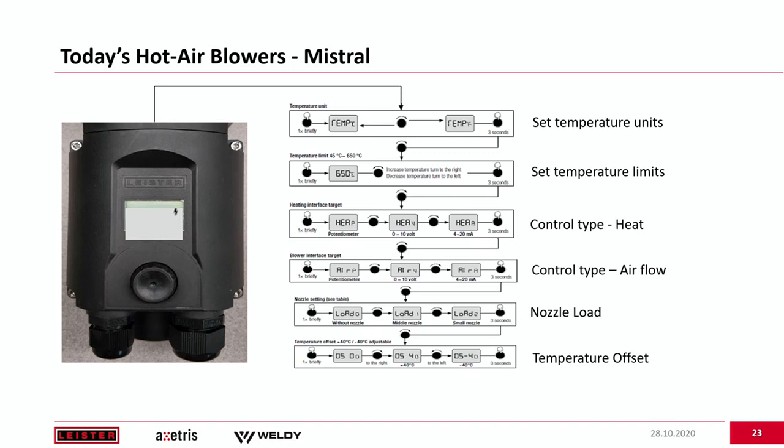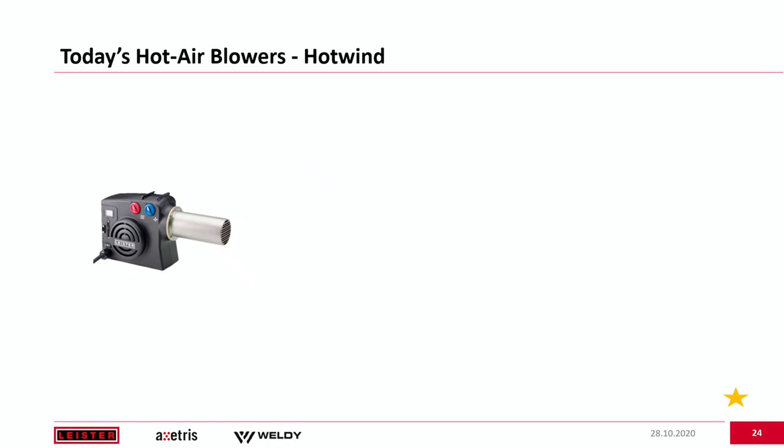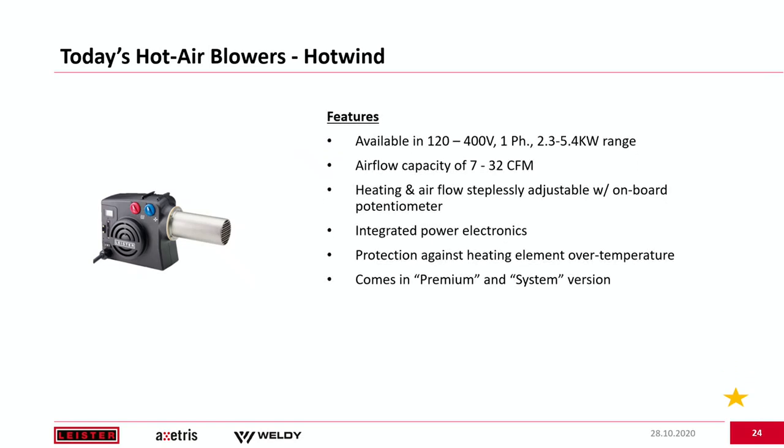So now let's talk a little bit about the Hot Wind. With the Hot Wind, it's got some very similar features to the Mistral. One thing to note is that it's available in 120 volt to 400 volt single phase, 2.3 to 5.4 kilowatt range with an airflow capacity of 7 to 32 CFM. Like the Mistral, it comes in 2 different versions, the premium and the system version.